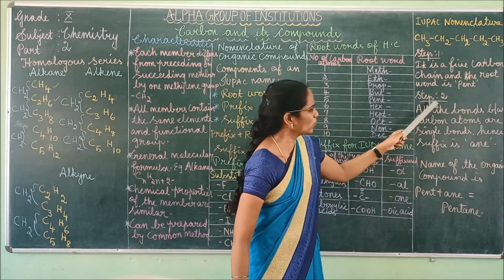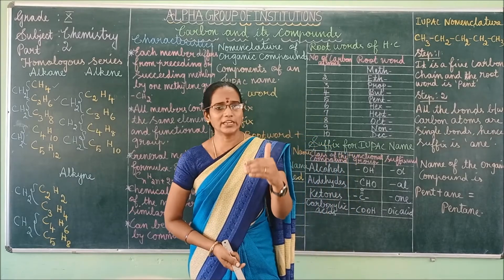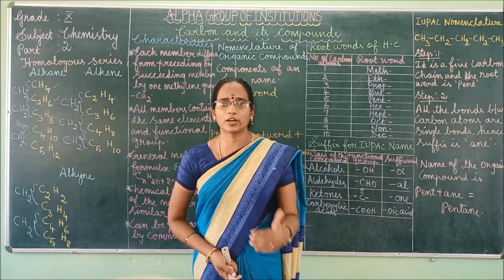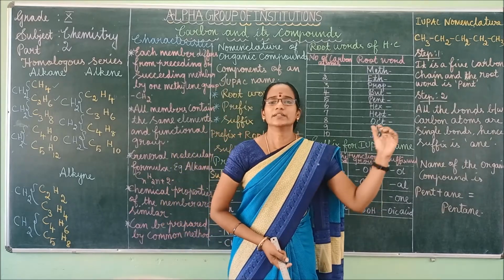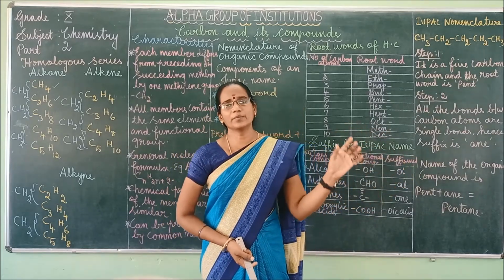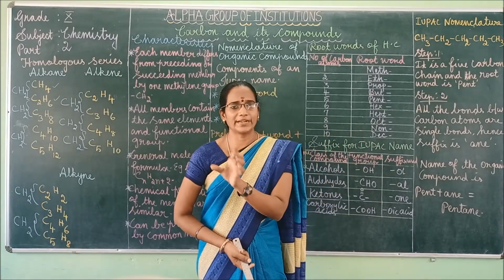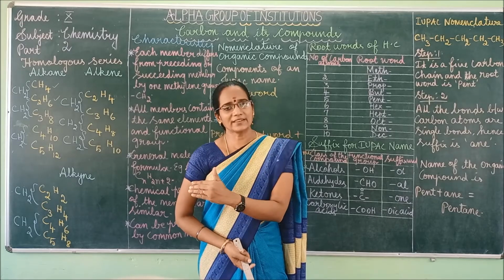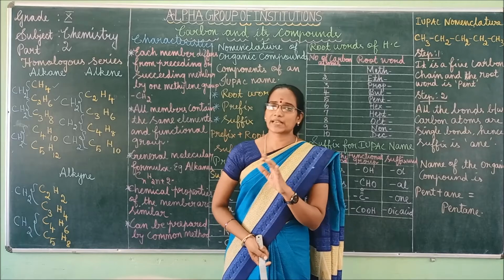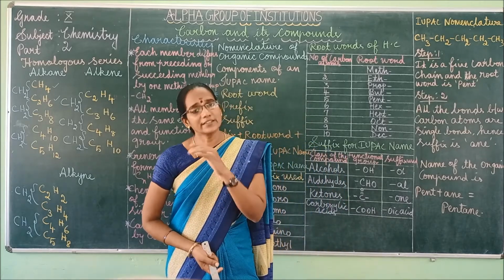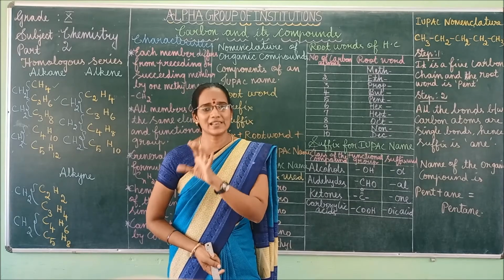Second one, as per rule 2, already I told you, we have to locate the bonds. If the carbon atoms are connected by a single bond, then it will be alkane, that is a saturated compound. If connected by a double bond, it is an unsaturated compound, alkene. If connected by a triple bond, then it is also an unsaturated compound, but since it is a triple bond, we have to use alkyne.